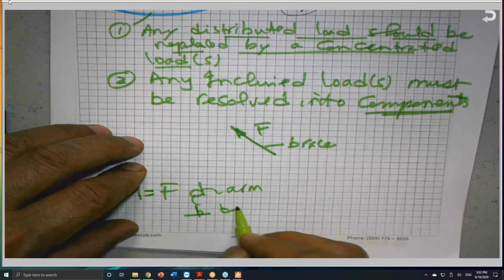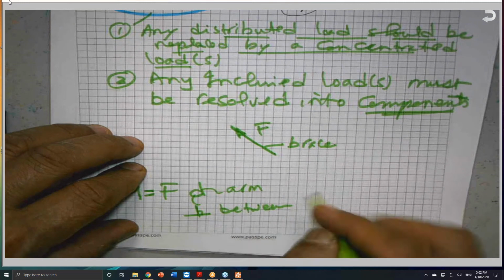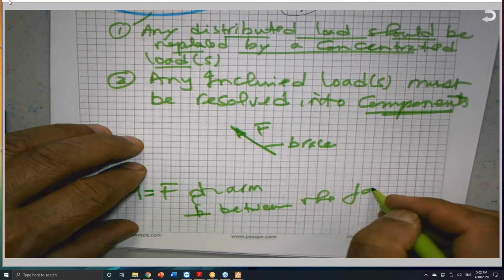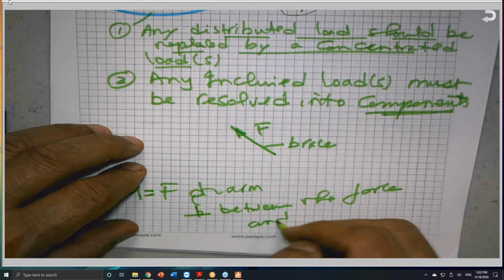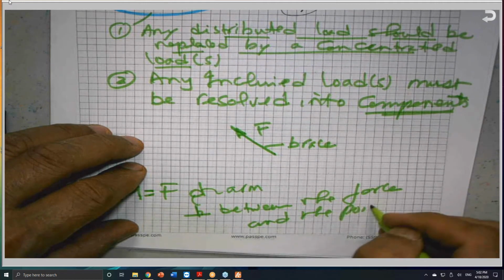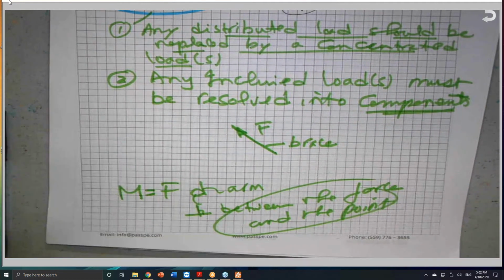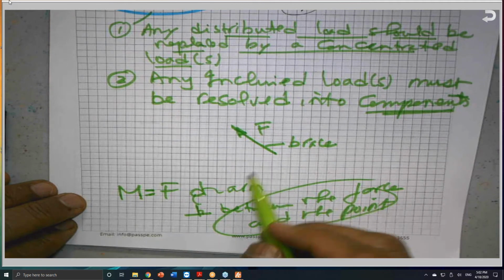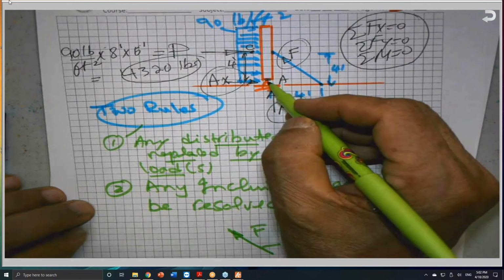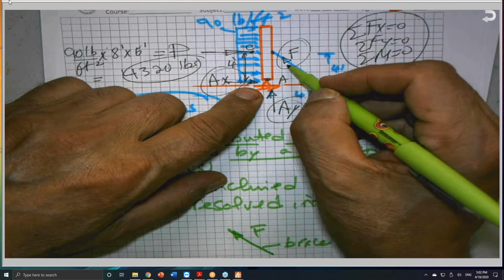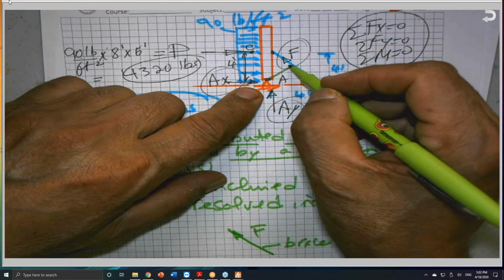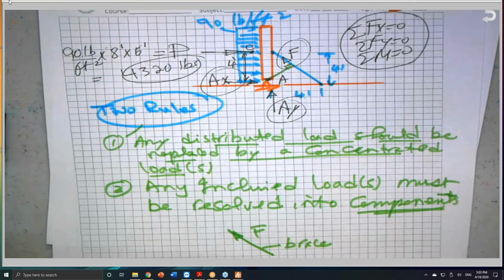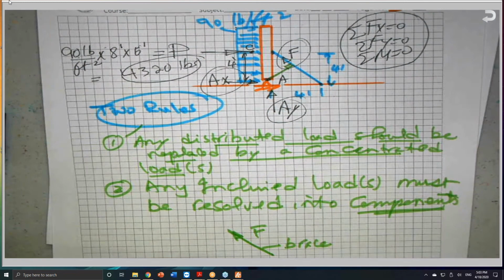between the force and the point I am summing moment. It must be the perpendicular distance. So in order to make life easy, I can sum moment here, but that means that I need to determine the perpendicular distance, this here. How much is this perpendicular distance? I don't know. Can we do it? Maybe. Why should I do that?